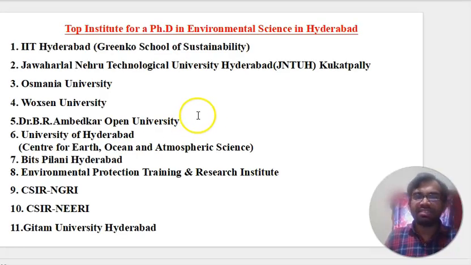And another one is the slide. You can see the top institutions for PhD in environmental science, the universities and institutions in Hyderabad. So the first one, the top one for environmental science, is IIT Hyderabad, the Indian Institute of Technology, offering a PhD in environmental science through the Greenco School of Sustainability. Then JNTU, Jawaharlal Nehru Technological University Hyderabad, Kukatpally, is also offering a PhD in environmental science.